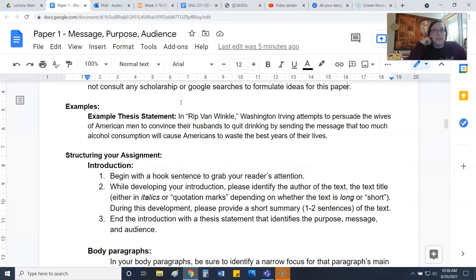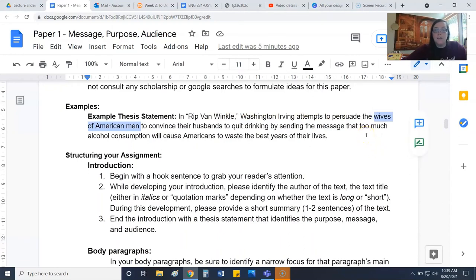So let's break this down and find out where the prompt is being met in this thesis statement. One of the questions is, who is the audience? We find that Washington Irving attempts to persuade the wives of American men. That's what this thesis statement is identifying. The audience is the wives of American men.